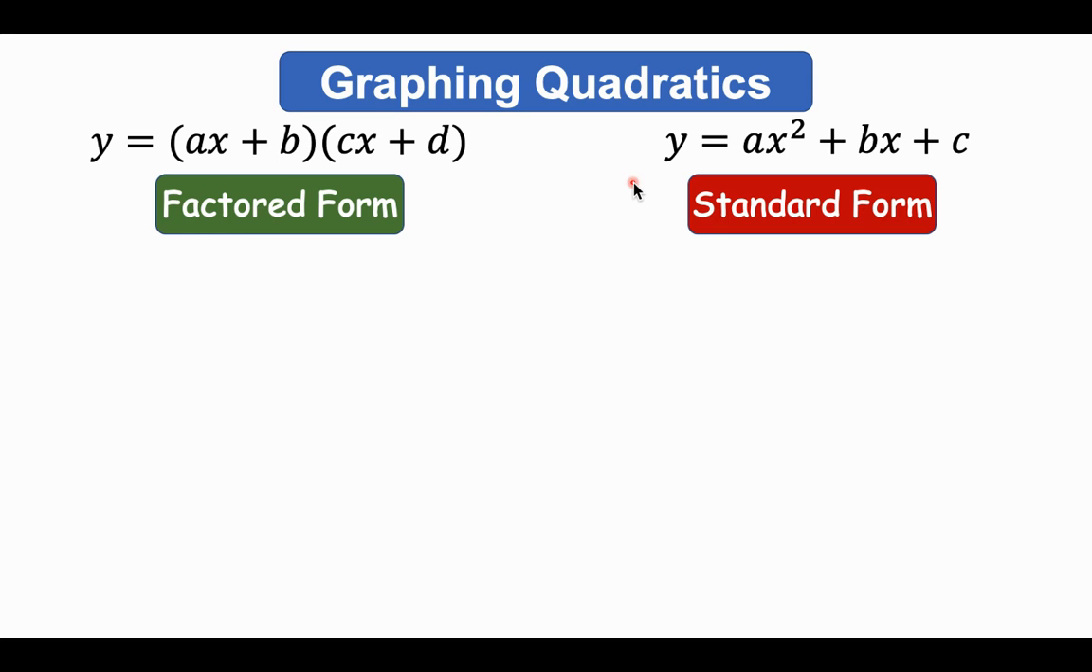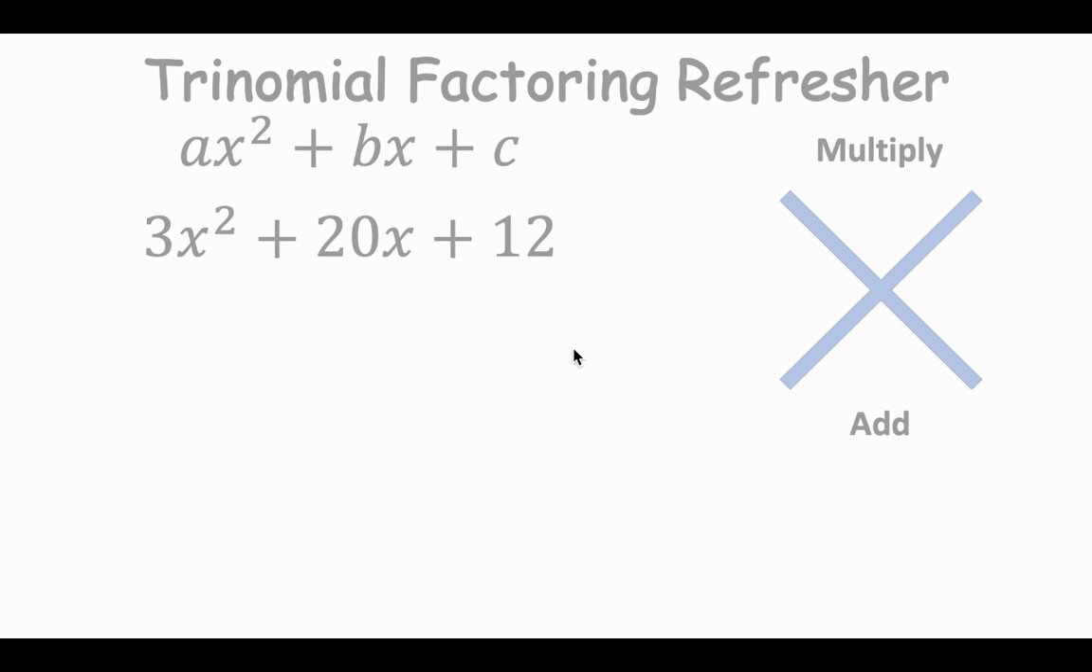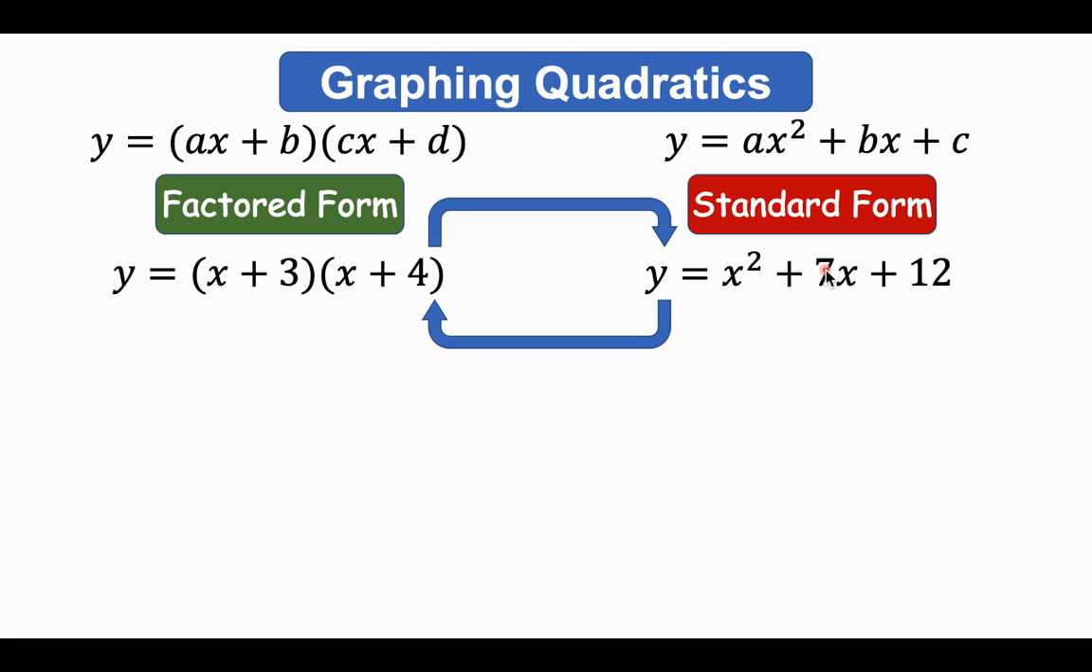So we got factored form, we got standard form. To go back and forth between the two, we did this in the previous lesson. You basically just need to multiply factored form to get standard form, and then you factor standard form to get factored form. I mean, it kind of goes by the name. So today we are going to start seeing them in standard form.